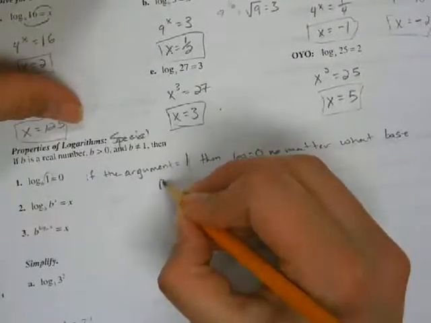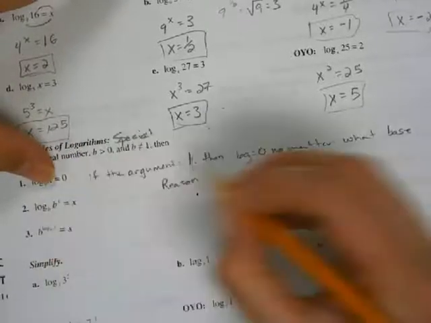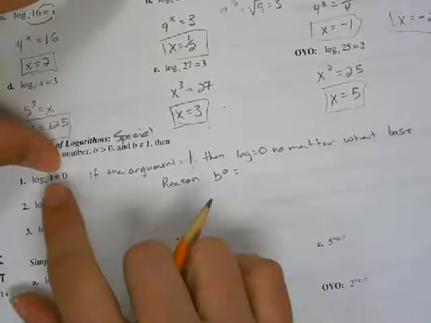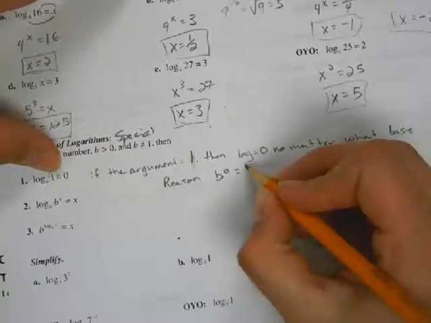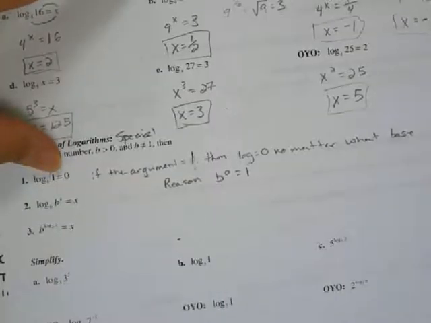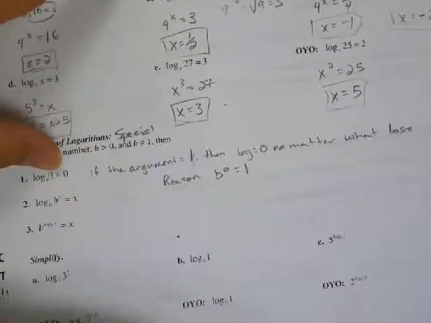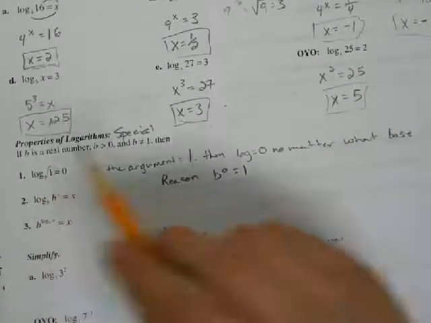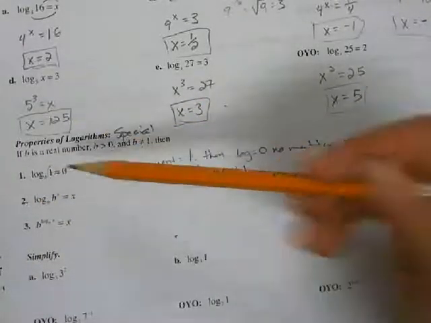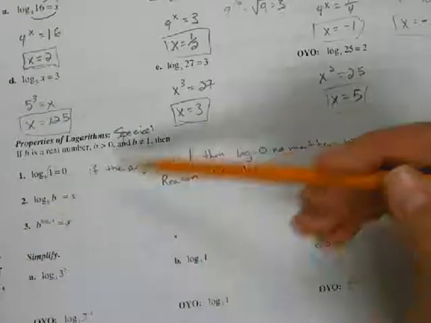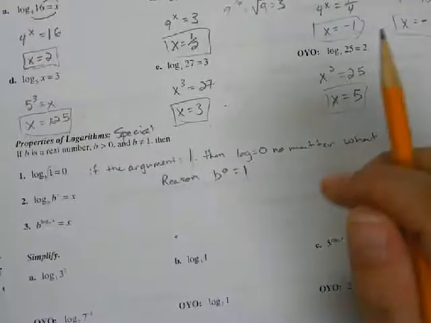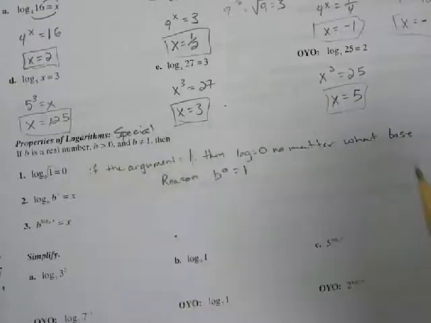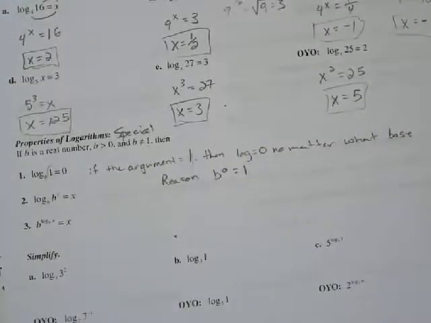Why is that true? Well, if you think about this, b raised to the 0, what is b raised to the 0? If I convert that, I get b to the 0. Anything raised to the 0 is going to be 1. So the only way to get a 1 is to have a 0 as the exponent, with the exception of 1 to the 1, but again, we're not using 1. So if my base is 2, I have to raise it to 0 to get 1. If my base is 3, I have to raise it to 0 to get 1.